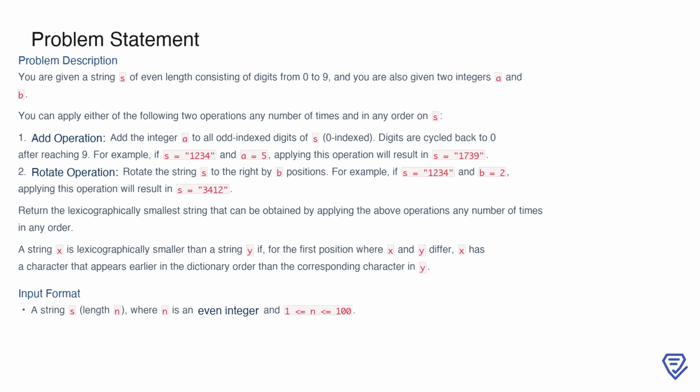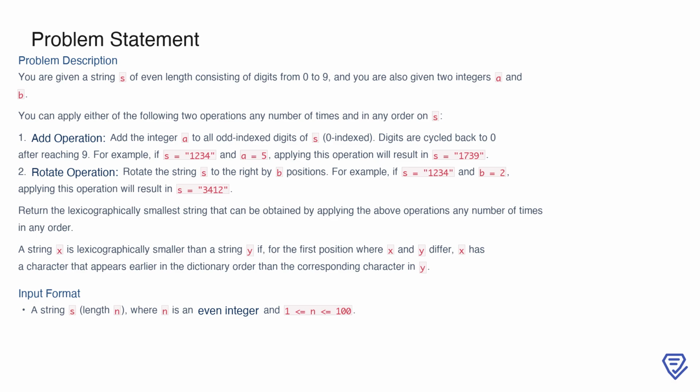The first operation is called the add operation, where we add the integer a to all odd indexed digits of the string. It's important to note that the digits wrap around to 0 once they exceed 9, meaning the addition is cyclic. For example, if the string is 1234 and a is 5, adding 5 to the odd indexed digits results in 1739. The second operation is the rotate operation, where we rotate the string to the right by b positions. For instance, rotating the string 1234 to the right by 2 results in 3412.